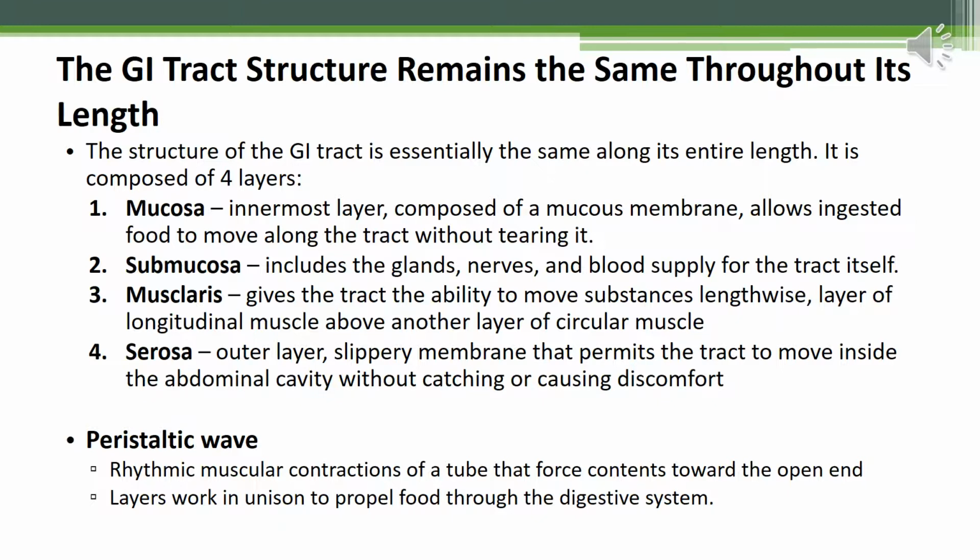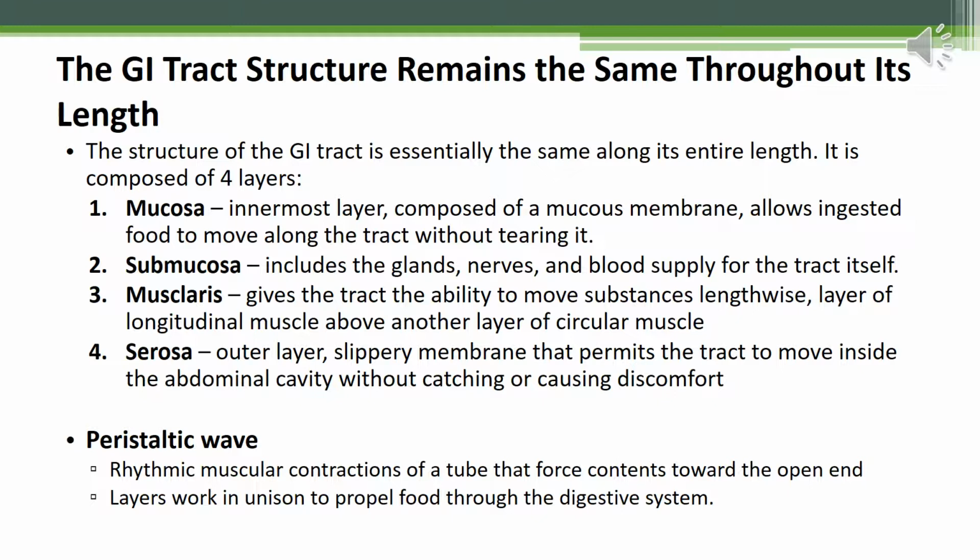These layers are the mucosa, which is the innermost layer, and this is composed of a mucous membrane which allows the ingested food to move along the tract without tearing the tract, because the mucus basically acts as a lubricant for the food as it moves through the digestive system. There's the submucosa, which includes the glands, nerves, and blood supply for the tract itself.